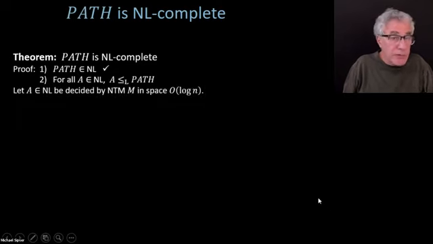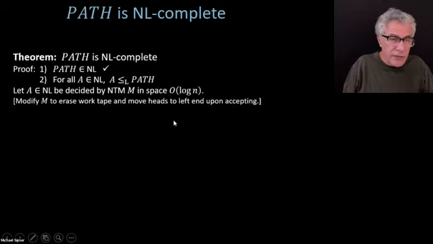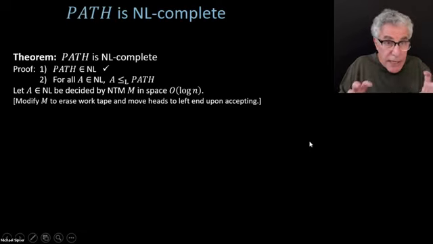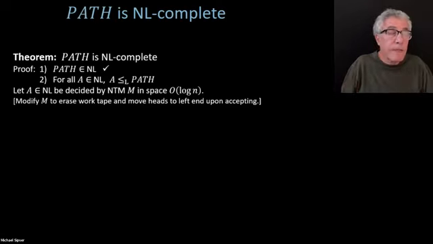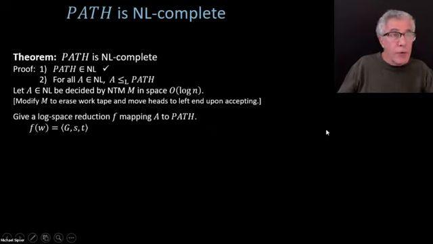So let's just see how. Let me try to go through that, if that wasn't super clear, which I'm not sure it was. So suppose we have a language decided by a non-deterministic machine in log space, an NL machine M. Again, I should have put this before, but we're going to modify M to erase its work tape and move its head to the left end on accepting. So it has a unique accepting configuration. Now I'm going to give the log space reduction that maps our language A, which is in NL, to the path language.